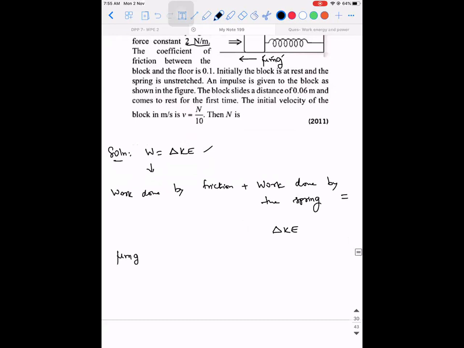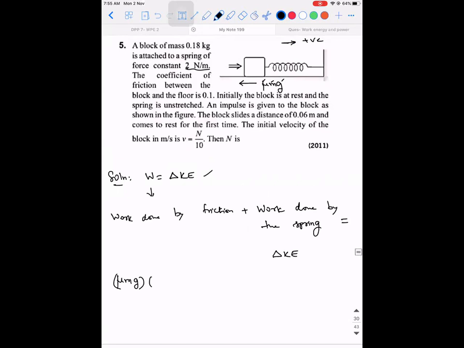Tell me. Mu mg into what is the displacement? What is the displacement through which this friction is acting? Let's say the spring has got compressed by a distance of x. It is the same distance x through which the block has traveled, and the same distance x through which the friction is also acting. Mu mg into x, can I write it as that? Am I right? Yes, sir. Correct, there is a mistake. Sir, negative sign, because I missed cos 180.